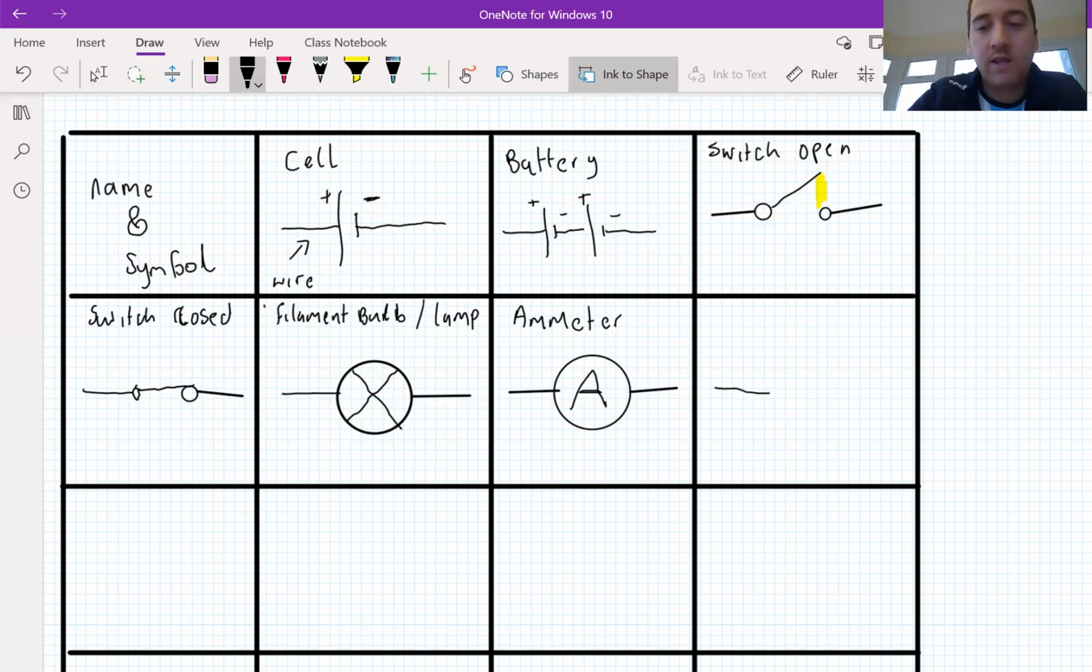The next thing I'm drawing is a wire with a circle, and the wire continues. But in this one, I am putting a capital V. This is a voltmeter. And we can use this to measure the potential difference in the circuit in the units of volts. So a voltmeter measures potential difference in the units of volts.